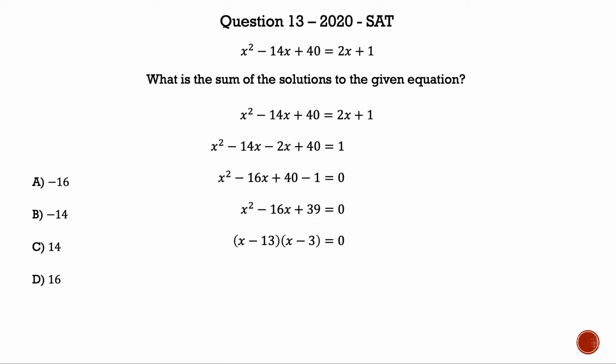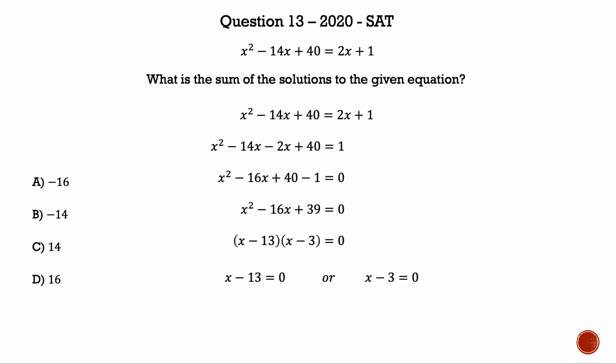Remember, when we factor, we want two numbers that multiply to positive 39 and add to negative 16. In this case, negative 13 times negative 3 is positive 39, and negative 13 plus negative 3 is negative 16. So we factored correctly.